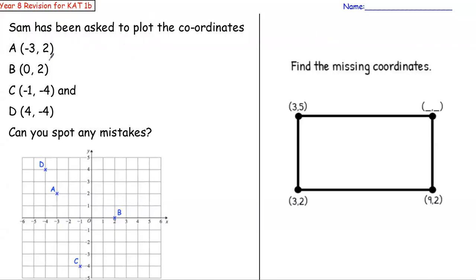Okay, question one. Sam has been asked to plot coordinates. Can you spot any mistakes? So A, -3, 2, that's fine. B, 0, 2 up. The first one's across, the second one's how many up or down? So 0, 2, B should actually be there, so that was wrong. C, -1, -4, fine with that. And D, 4, -4 should be here. So he plotted B and D wrong.